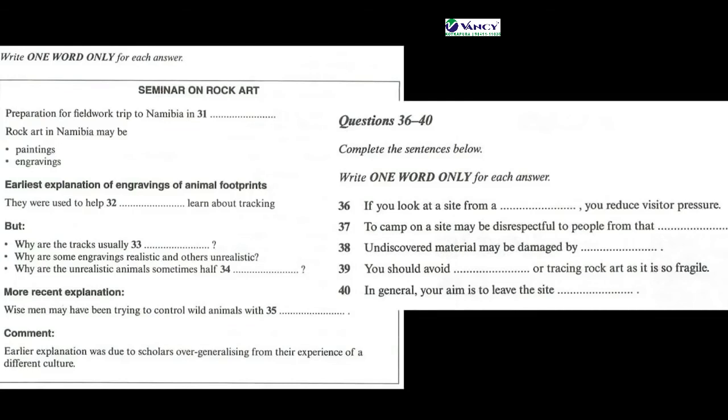That is the end of section 4. You now have half a minute to check your answers. That is the end of the listening test. In the IELTS test, you would now have 10 minutes to transfer your answers to the listening answer sheet.